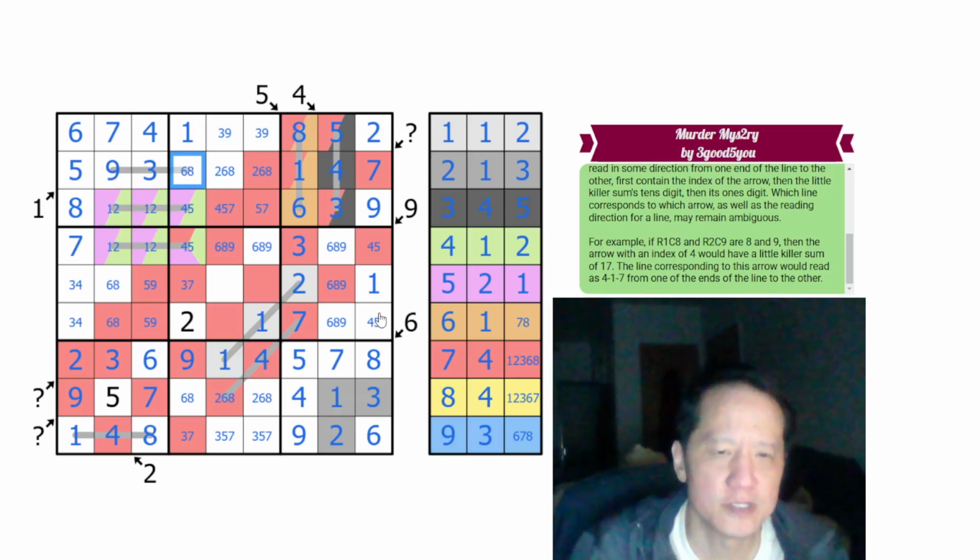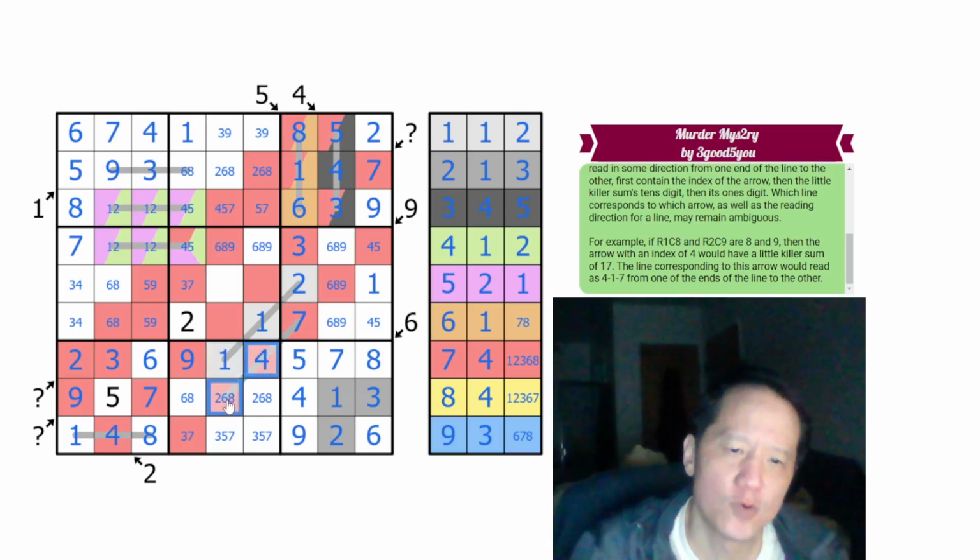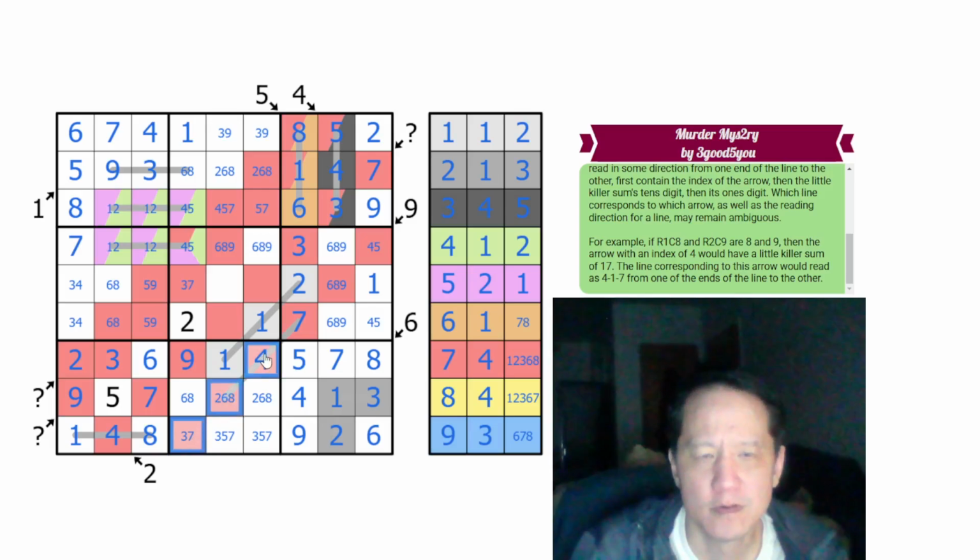So it's 36 or 38. Can this be 2 anymore? Maybe. 2, 4, and 7 adds up to 13, plus another 7. So 2, 4, 7 adds up to 13, plus 7 is 20. And 5 and 9 at most is here.